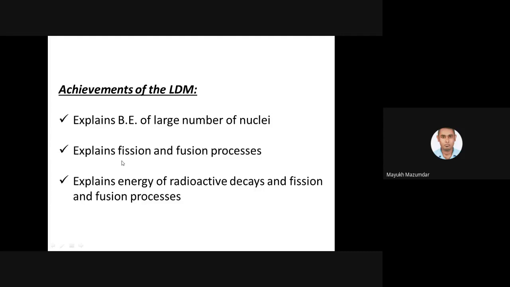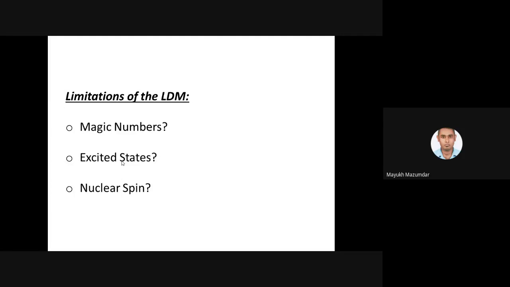It is feasible to achieve with radioactive elements, and it could explain radioactive decay and again fission and fusion processes. But there are some limitations. Despite all these things, it could not explain why magic numbers, I mean, why particularly for 2, 8, 20, 28, 50, 82, 126 neutrons or protons, or both, the isotopes are very stable. Neither could it explain excited states, nor could it account for nuclear spin. So these are the limitations of the liquid drop model. Yeah, this may be asked in the exam.